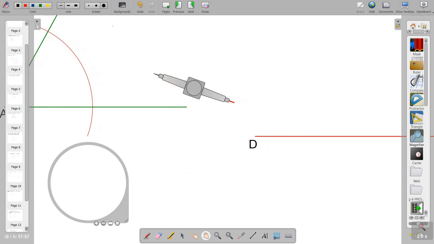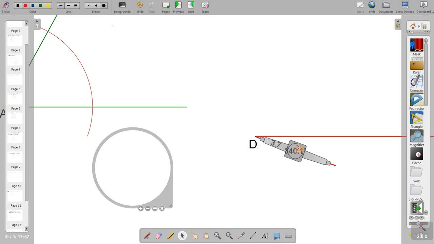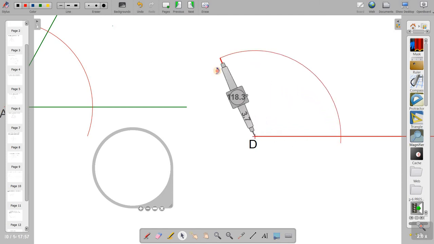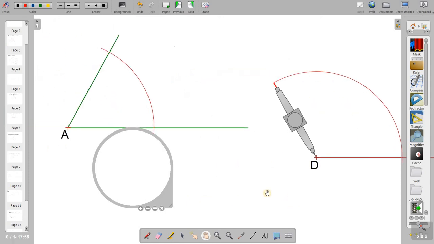So I will take the compass over to the point D. You can see it is exactly at D, and I will make an arc here. I will take the tip of the compass and make another arc here like this. Same measurement. Now I will again go back to the original one.